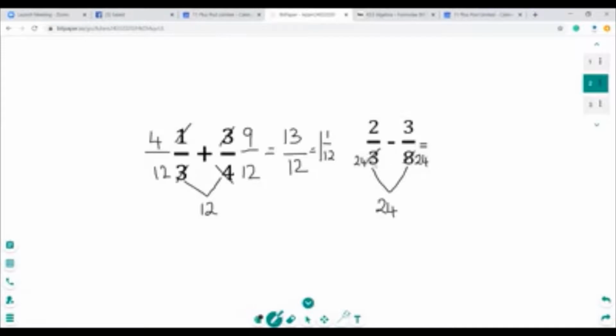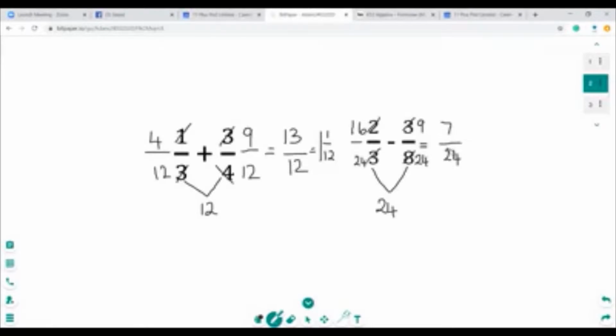Whatever we do to the bottom, we have to do to the top. So to go from 3 to 24, I times by 8. So 2 times 8 is 16. And to go from 8 to 24, I times by 3. And 3 times 3 is 9. Again, as with addition, we don't do anything with the denominator. That stays as it is, 24. And we can do 16 take away 9, which is 7. So our answer is 7/24.